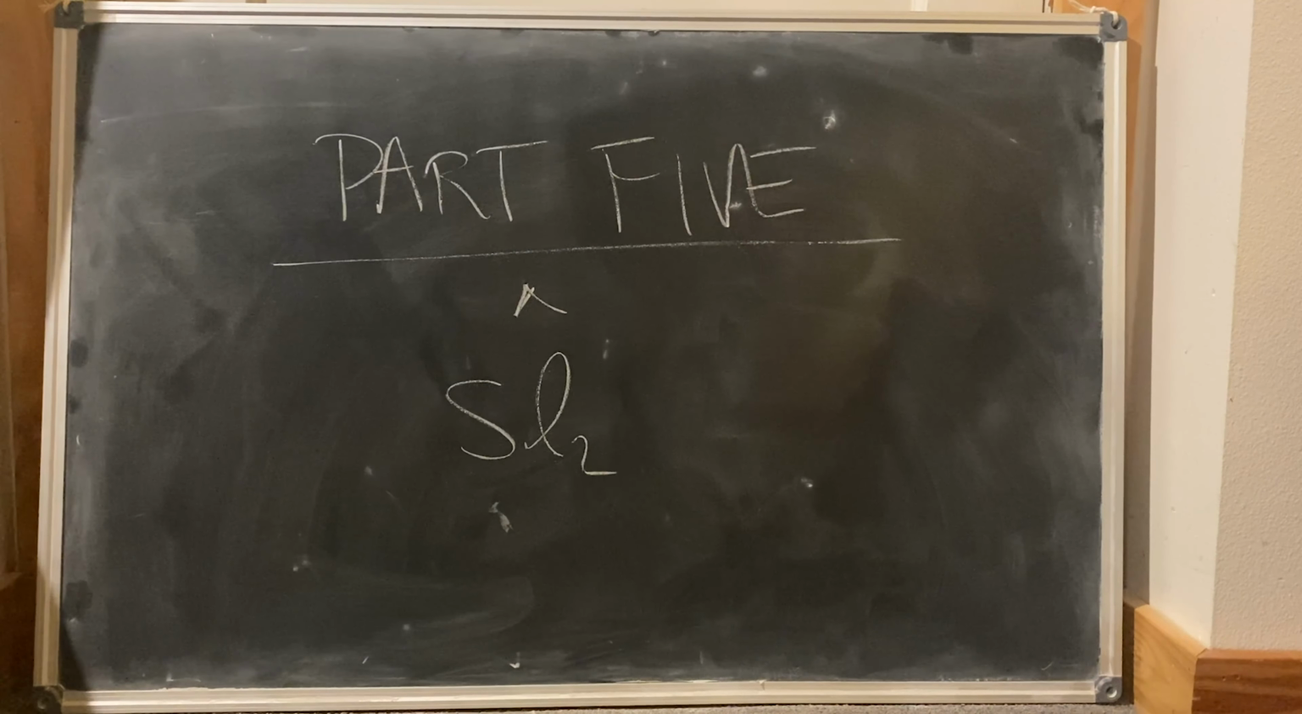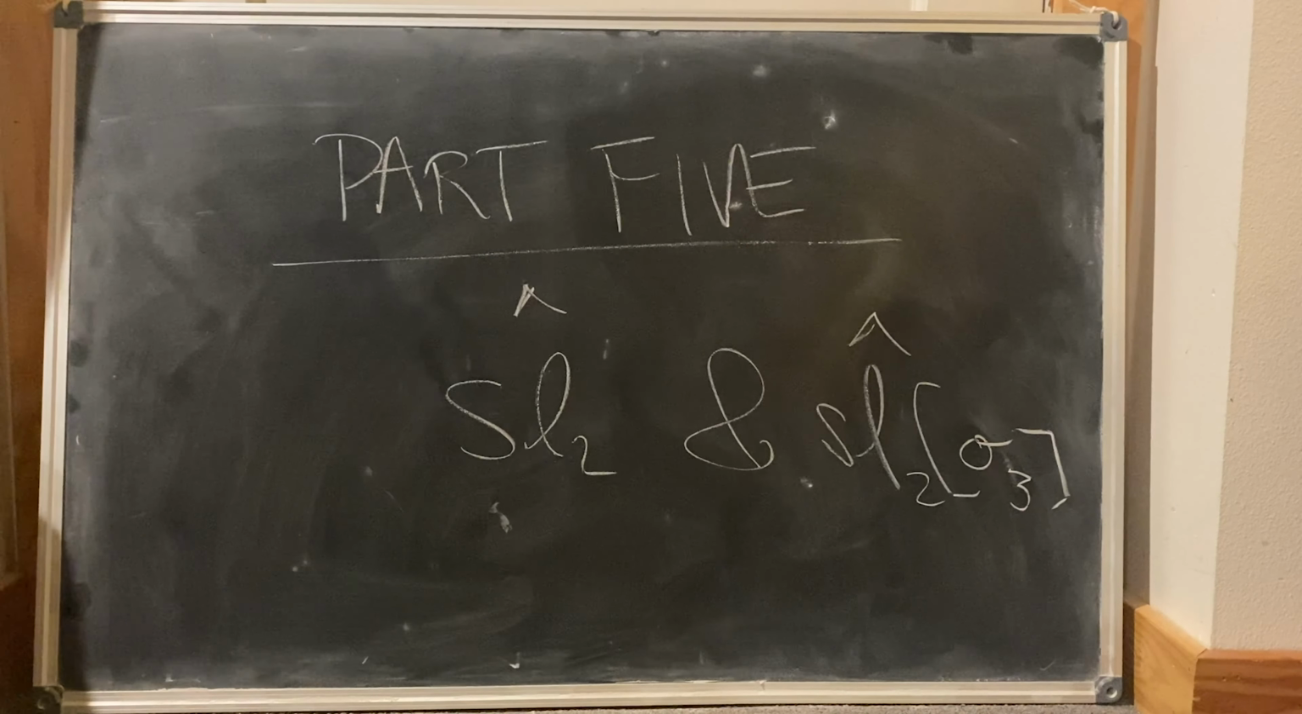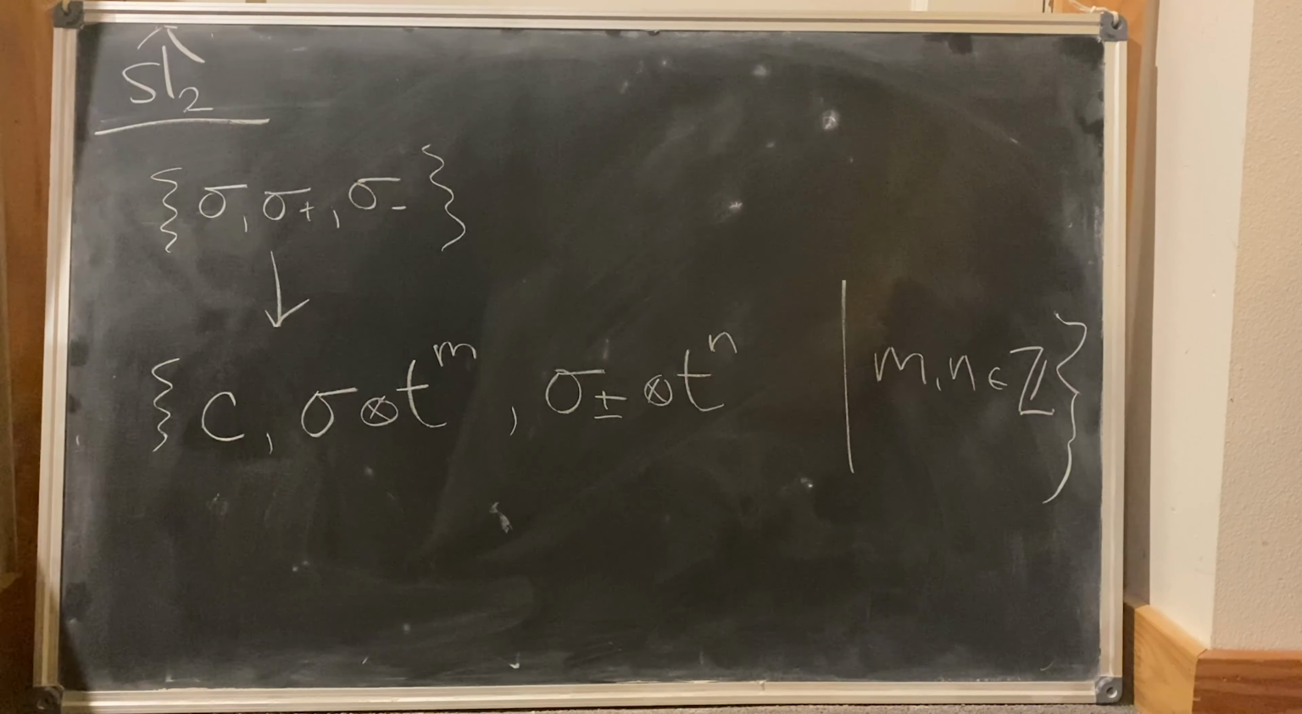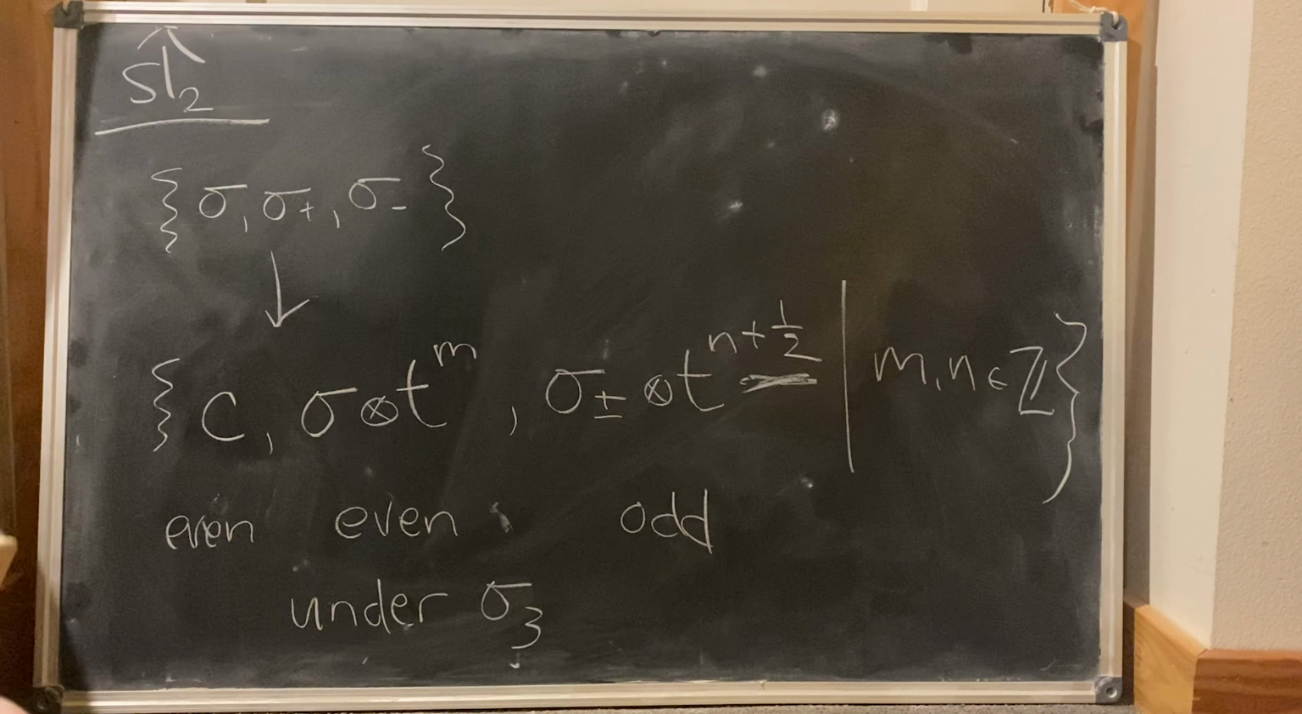We now turn our attention to the affine Lie algebra sl2F and its twisted version. To construct the affine Lie algebra, we begin with the Chevalley basis for sl2. And as we've discussed in the past, this basis expands to include polynomials in the formal variable t, as well as a central element c. Note that twisting by sigma 3 means that those elements associated to roots, which are odd under the involution, pick up half integral powers, which are also odd under the generalized involution.